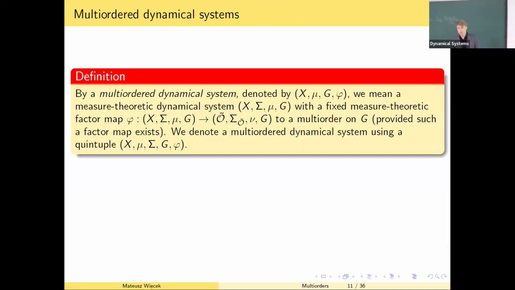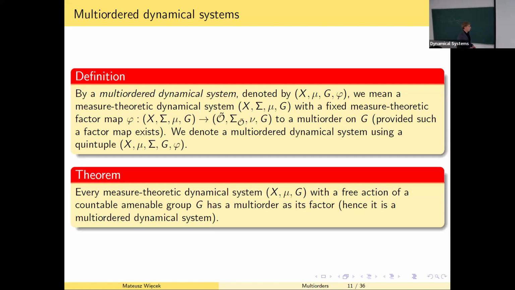Okay, and now I would also like to distinguish some very specific dynamical systems which possess multiorders as their measure-theoretic factors, and such systems are called multiorder dynamical systems. And they are denoted by such a quintuple, or sometimes quadruple if we drop the sigma algebra. If we have a fixed factor map from a measure-theoretic dynamical system to a multiorder, then we denote a multiorder dynamical system by the original system with one added symbol denoting this factor map.